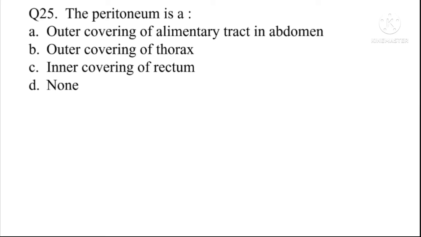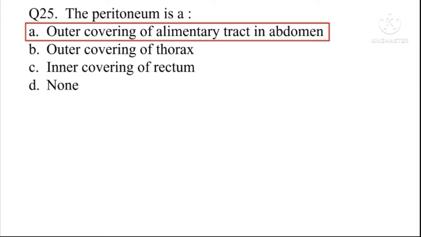Next question is, the peritoneum is a. Options given are option A, outer covering of alimentary tract in abdomen. Option B is outer covering of thorax. Option C is inner covering of rectum. Option D is none. Its correct answer is option A. Peritoneum is the outer covering of alimentary tract in abdomen.